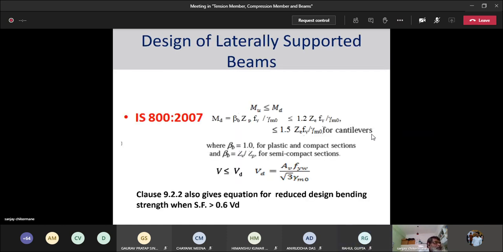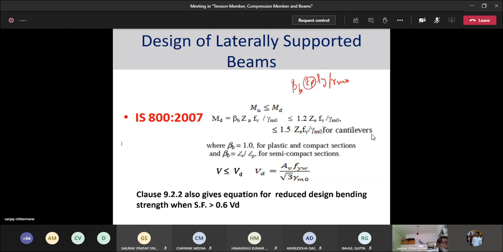Now, coming to design of laterally supported beams. And it's very interesting that after doing all this work, you get some extremely simple formulae for designing of beams, which makes me always believe, yaar itna kaam humne kiya kyun? But chalo theek hai, kiya hai. Where MD is nothing but beta B, which is some constant, times Z plastic times Fy by lambda m naught.